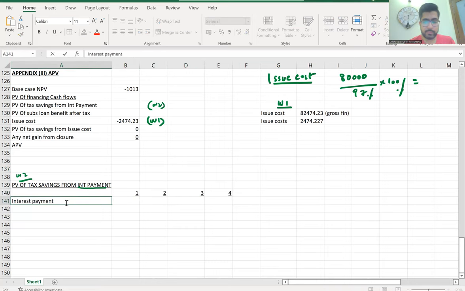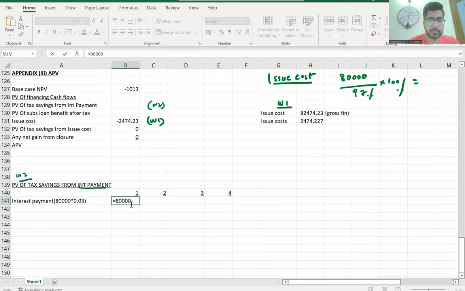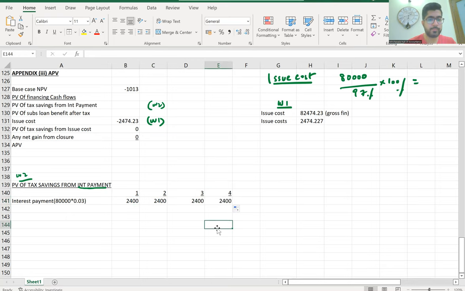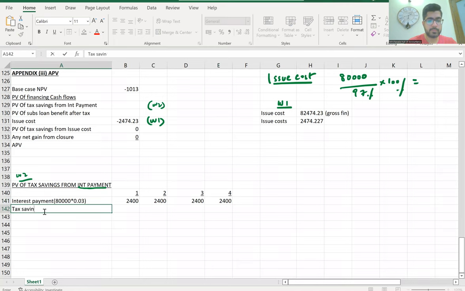What is the interest payment? Loan, 80,000. At what rate you are paying interest? 3%, remember? Subsidized, 1.8% less than RA. So interest payment every year is 80,000 times 3%. Okay, you got the interest payment. Then tax savings from interest payment.